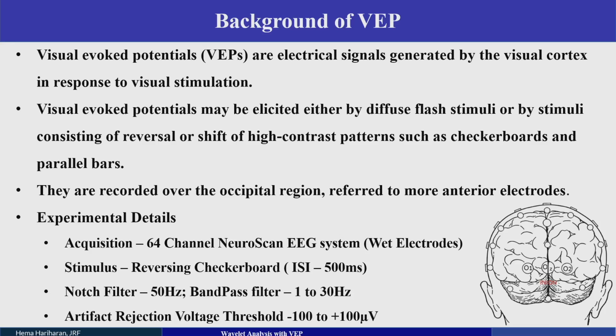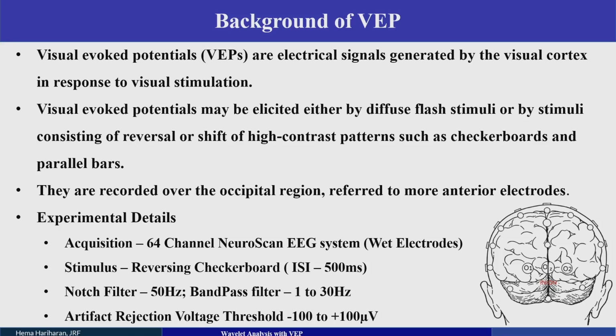Here the experiment uses a reversing checkerboard. The stimulus is given at a frequency of about 2 hertz, which means every 500 milliseconds the checkerboard reverses. Similar to the other experiment, we acquired the data using the 64 channel Neuroscan system. We give the stimulus accordingly, and the artifact rejection and all the filters, the notch filter and the band pass filter, are performed in this case.